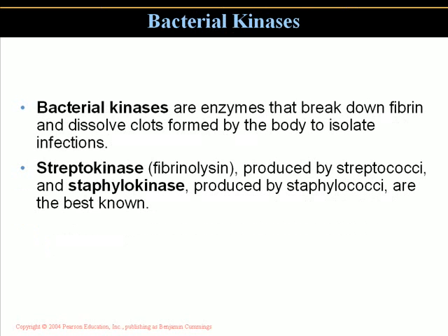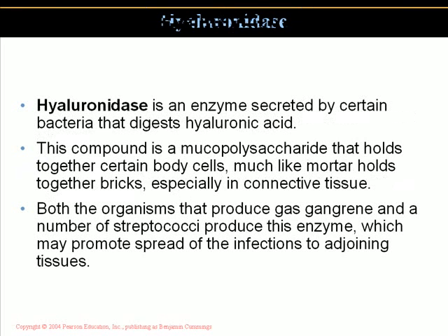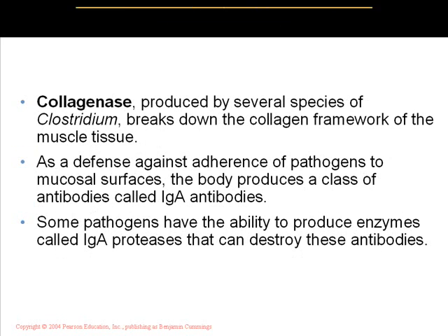Bacterial kinases are enzymes that break down fibrin and dissolve clots forming in the body tissue, where the body has attempted to isolate the infection. Streptokinase is what I've just alluded to earlier. Hyaluronidase is an enzyme secreted by certain bacteria that digests hyaluronic acid. Hyaluronic acid is a mucopolysaccharide that holds together certain body cells, much like mortar holds bricks together, especially in connective tissue. A number of streptococci can produce this enzyme, which will promote the spread of infection through adjoining tissue.